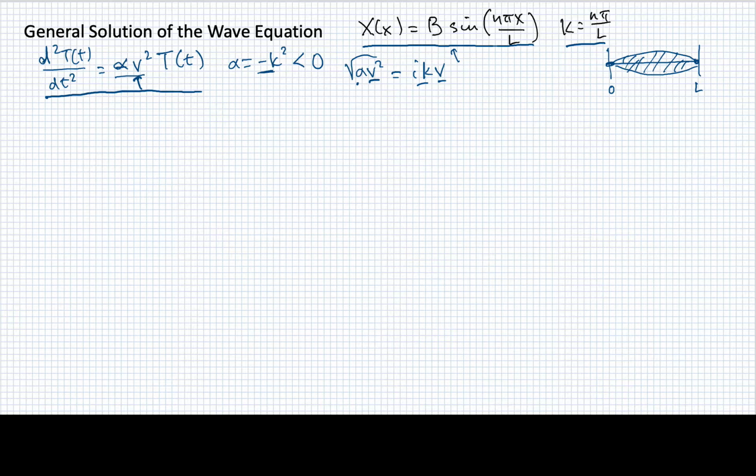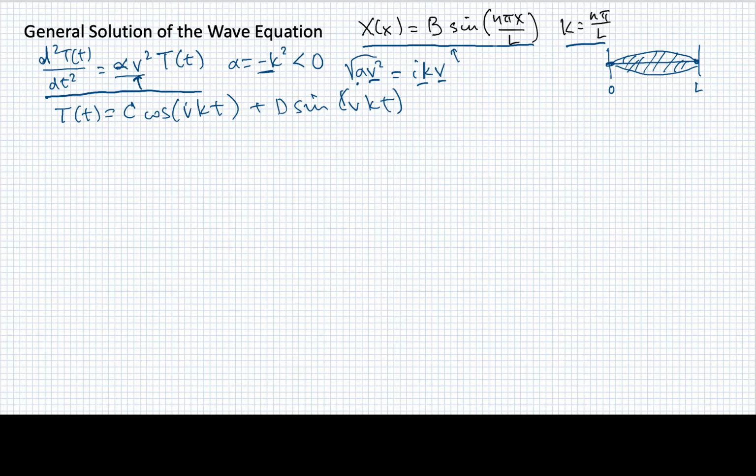So now when I write down the solution for the time-dependent part, I'll get something that looks like this, and I'm going to put it in sine and cosine form just to make things easier. So I'll have C cosine of kvt and D sine of kvt. Now I haven't specified initial conditions, but I could specify initial conditions which would allow me to simplify this expression for T, but I'm going to do two things to simplify it first.